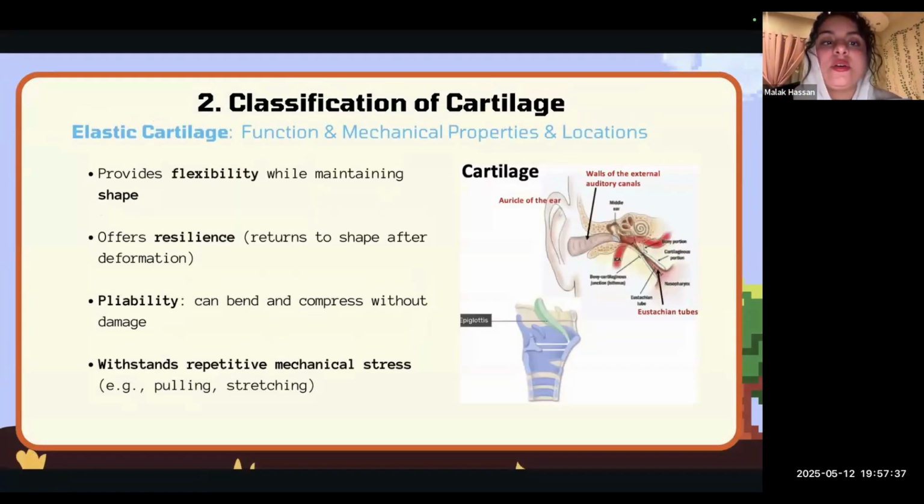All right. Now, where are the locations of it? You'll find it in the ear, in the eustachian tube, in the epiglottis, okay? And it provides flexibility, resilience, and pliability, which means that it can bend and compress, and it can withstand mechanical stress. So if someone pulls your ears, it's not going to break.